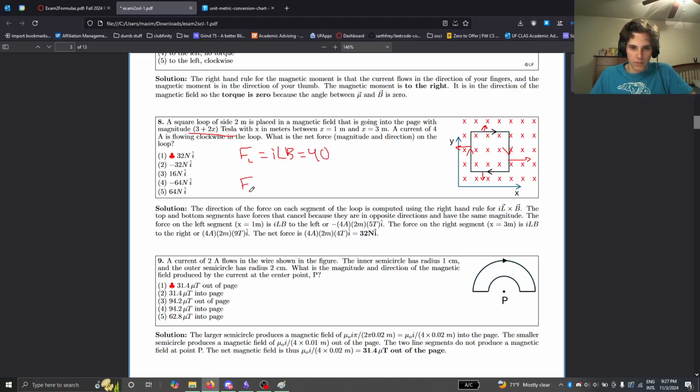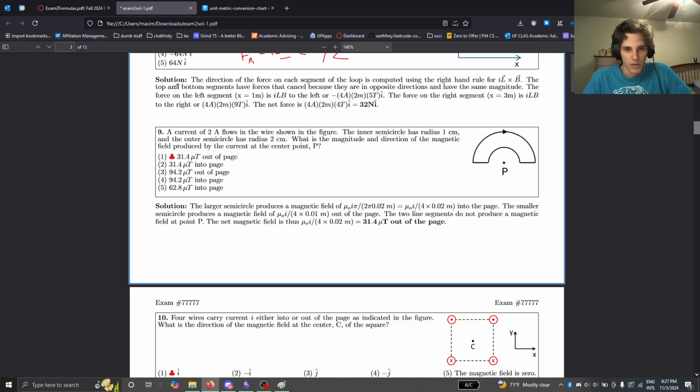Now, let's look at the force to the right. Again, it's going to be ILB, but here B is changed because of this. So you still multiply 4 times 2. Now, what is B? B is 3 plus 2 times 3, 9. So 4 times 2 times 9, you get 72. Again, these are opposing forces, so you take their difference, you get 32 towards the right, which is the positive i direction.